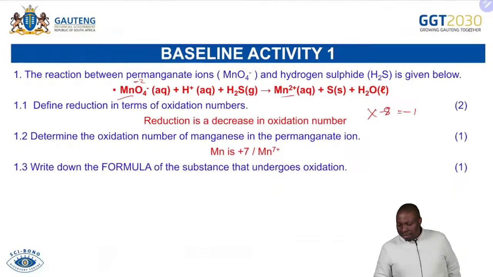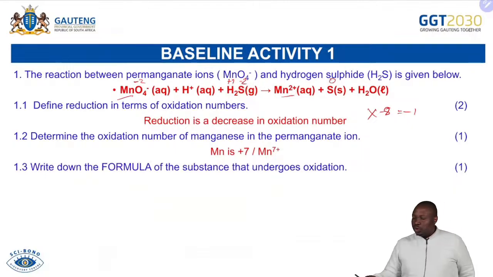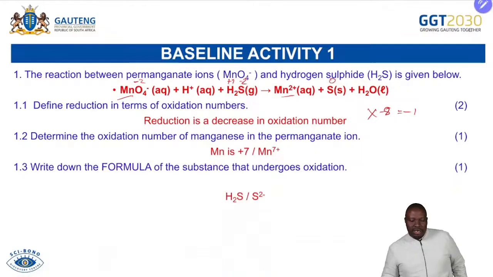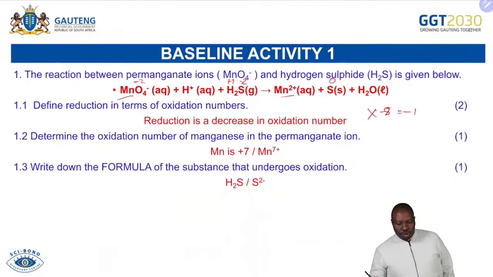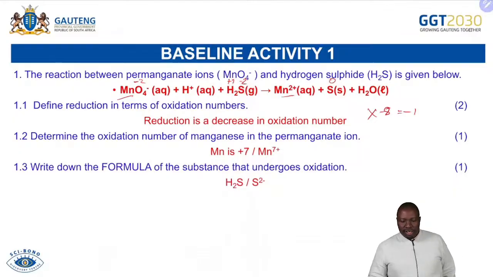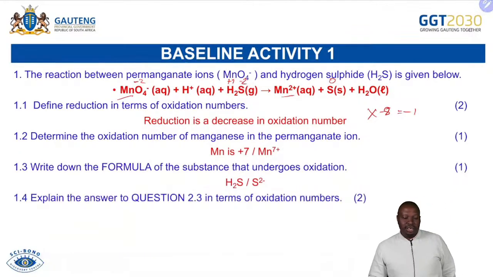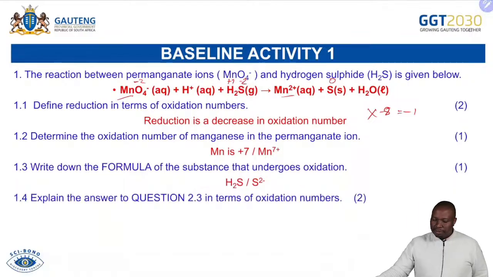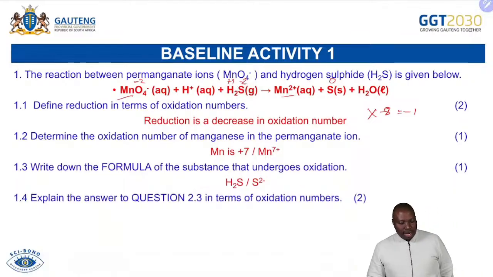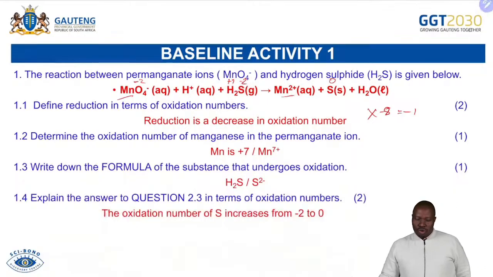So you will see there that what has changed is that you had hydrogen here, which is +1. Sulfur would be -2. And then from -2 for sulfur to 0, you are able to see that indeed it is H2S or S2- that undergoes oxidation. It has increased from -2 to 0, which is the question that says explain the answer in 1.3. We are able now to say the oxidation number of sulfur increases from -2 to 0.